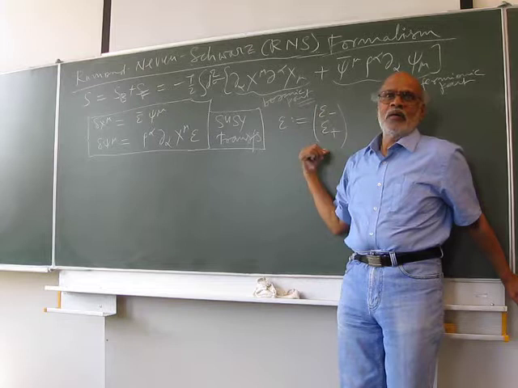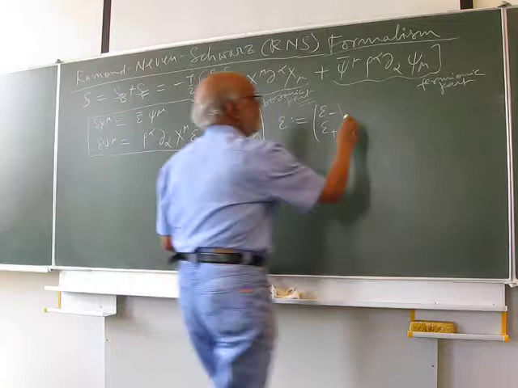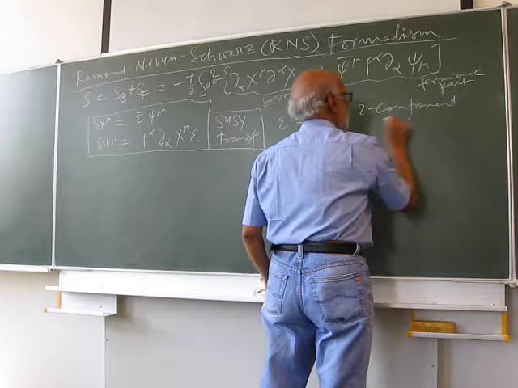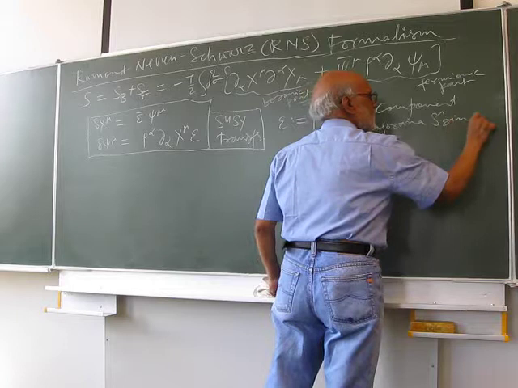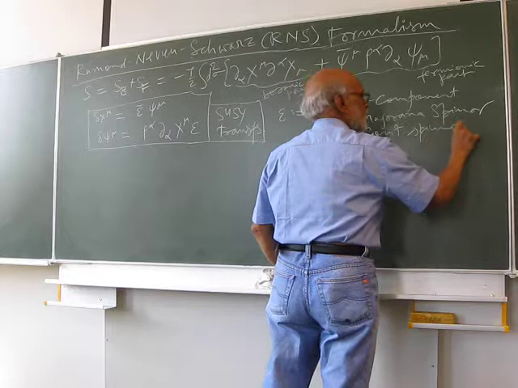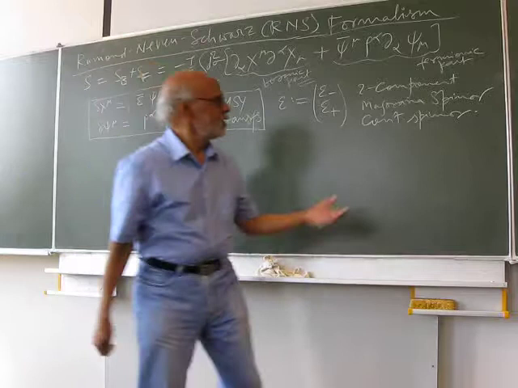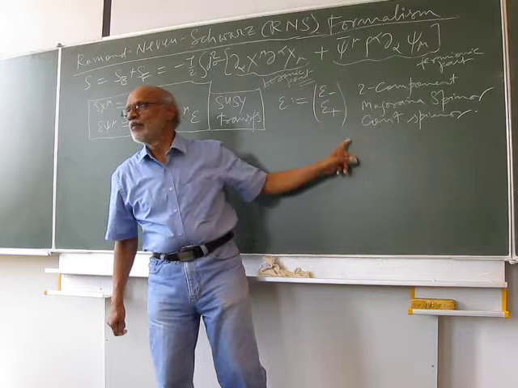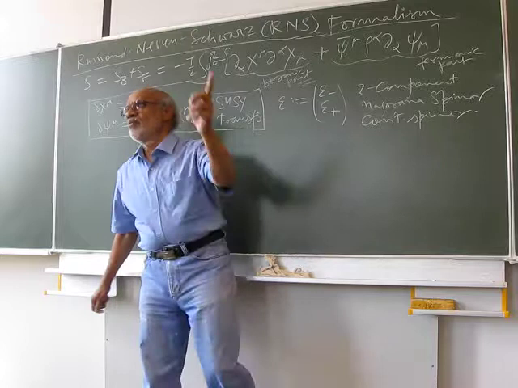It is a two-component Majorana spinor, and it's a constant spinor. So what does it mean? Two-component spinor, it has two components. Majorana spinor, it's real. The components epsilon minus and epsilon plus are real. And constant spinor means epsilon is not a function of sigma alpha.